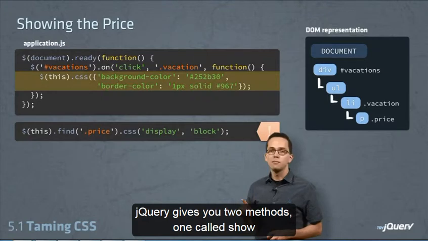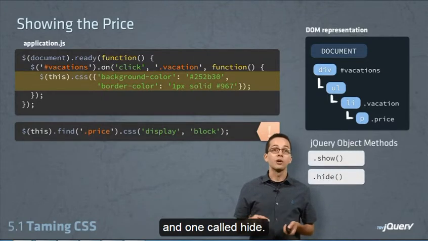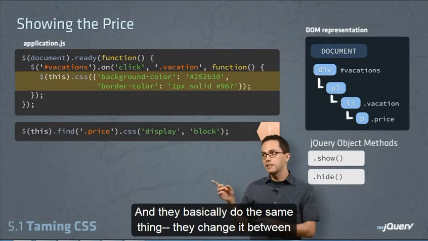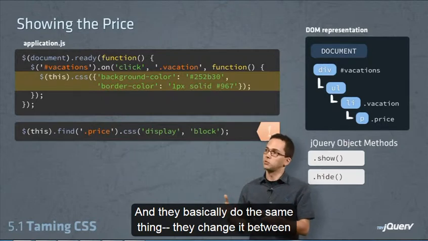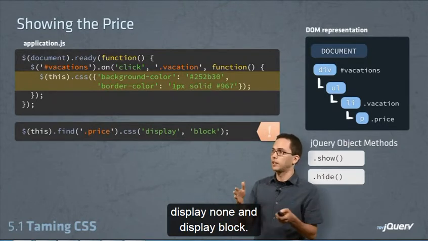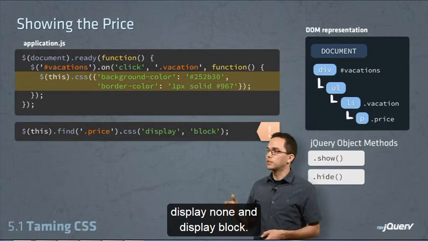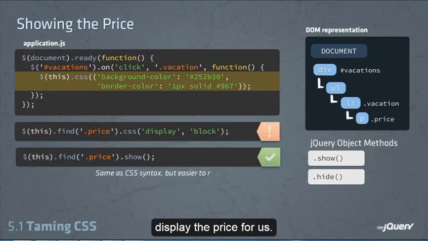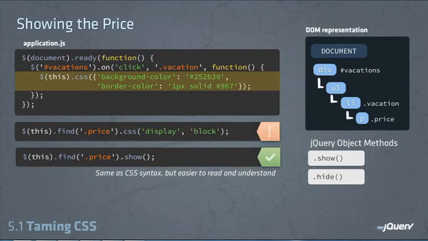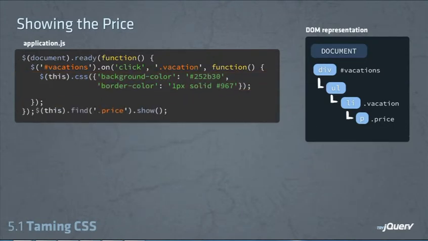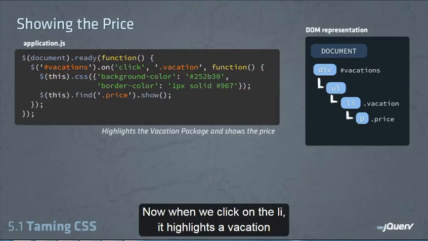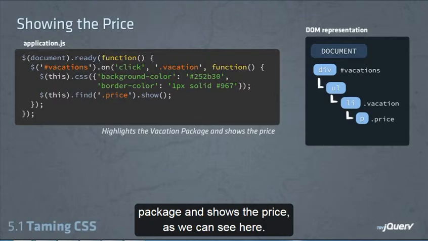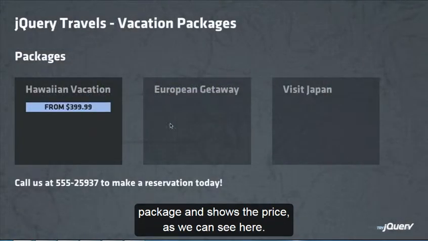jQuery gives you two methods, one called show and one called hide, and they basically do the same thing. They change it between display none and display block. But they're a little bit easier to use. So here we call the show method, and it's going to display the price for us. And there we go. Now when we click on the li, it highlights the vacation package and shows the price, as we can see here.